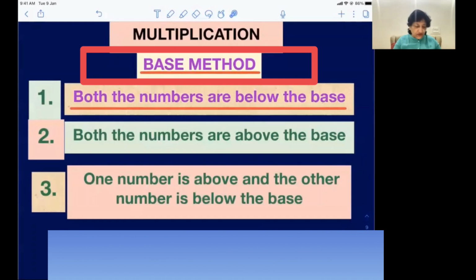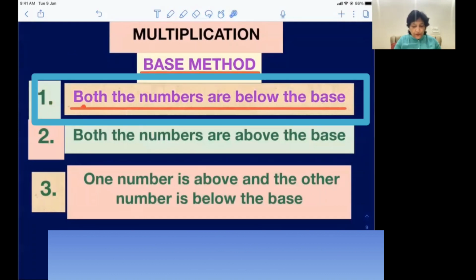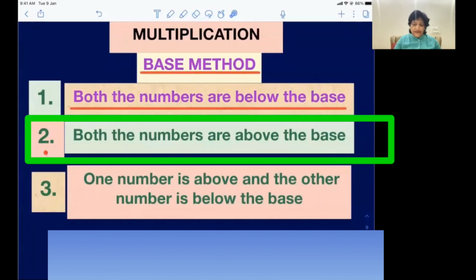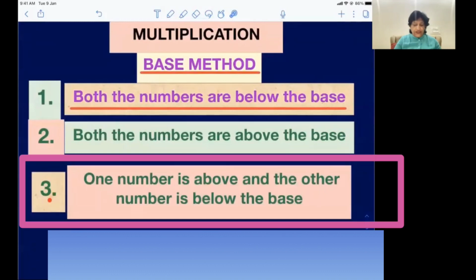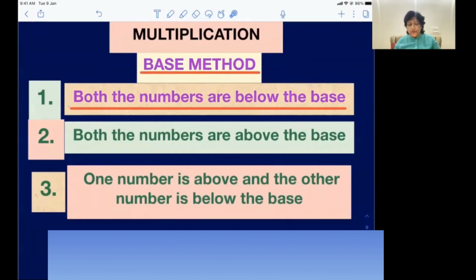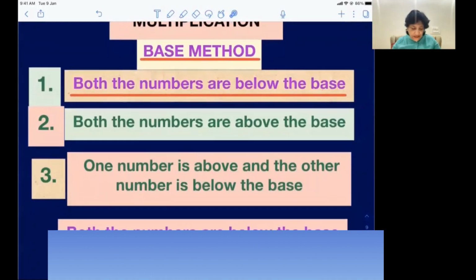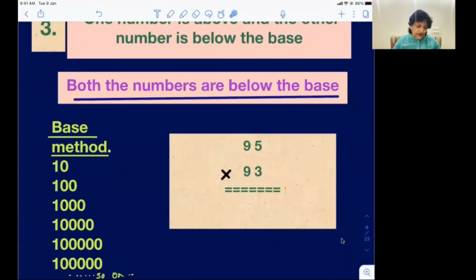Now, we will study three cases. The first one, when both the numbers that we are multiplying are below the base. The second type we will learn is when both the numbers are above the base. And the third condition would be when one number is above the base and the other number is below the base. Now you will ask me, what is the base? The base in Vedic maths means 10, 100, 1000, 10,000 or so on. This is called the base in Vedic maths.